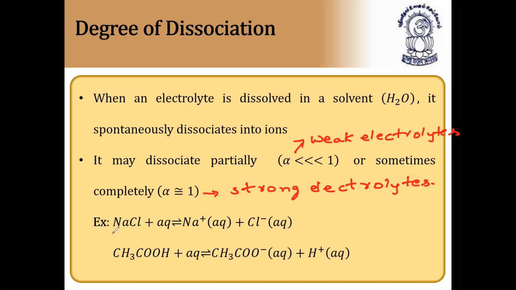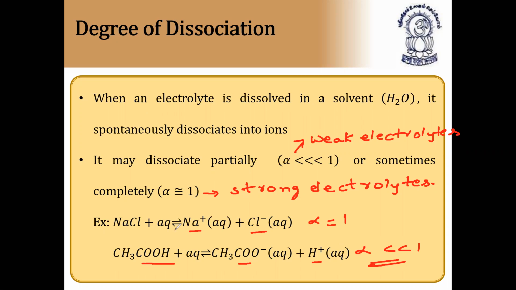Now, NaCl is a strong electrolyte. It dissociates in water to form Na plus and Cl minus. Whereas acetic acid, when it dissociates in water, forms acetate ions as well as H plus ions. In the strong electrolyte case, alpha is almost equal to 1, and in the weak electrolyte case, alpha is less than 1. So weak electrolytes dissociate partially, whereas strong electrolytes dissociate completely.